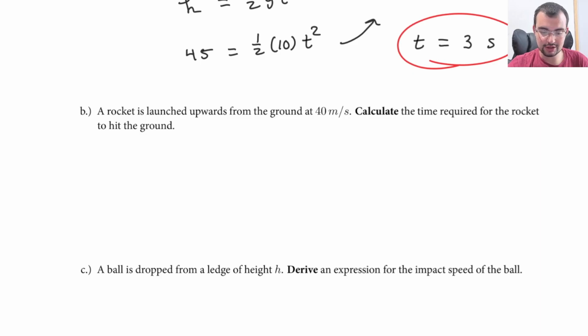A rock is launched upwards from the ground at 40 meters per second. Calculate the time required for the rock to hit the ground. Okay, so here's a case where we actually have to take the sign into account. So we'll laundry list this one because this is not h equals 1/2 gt squared, because there's initial velocity. So we'll laundry list it.